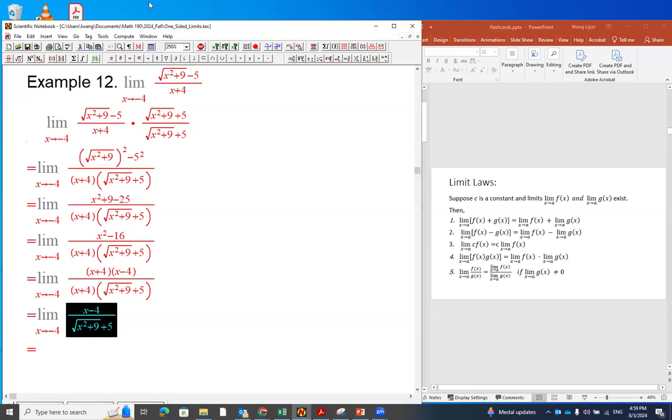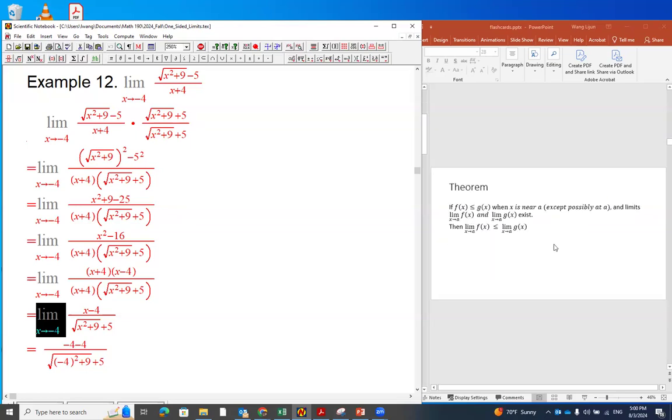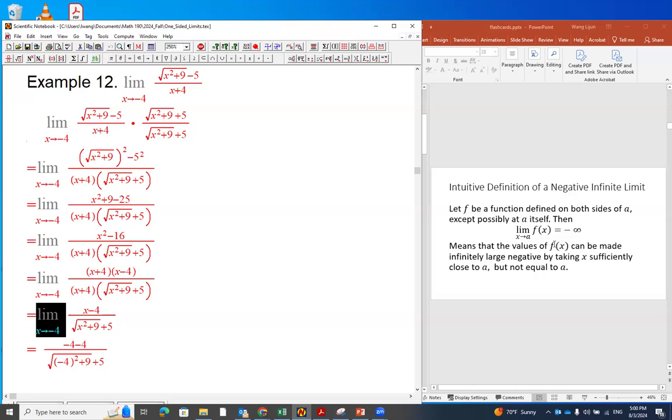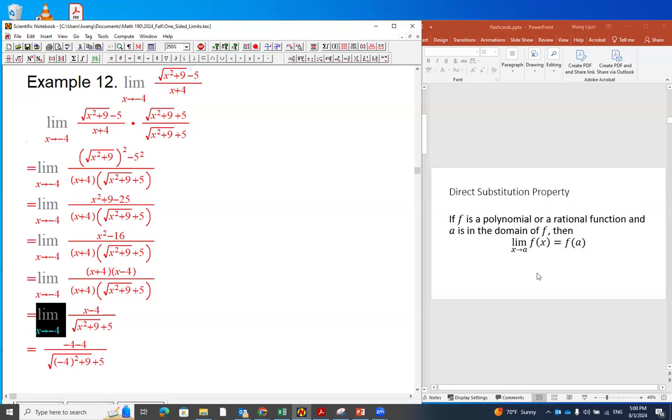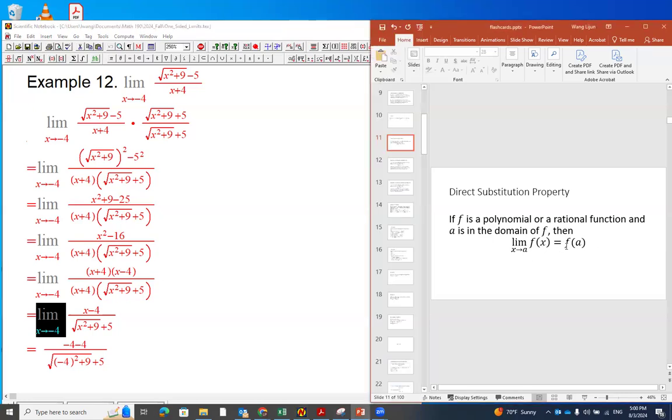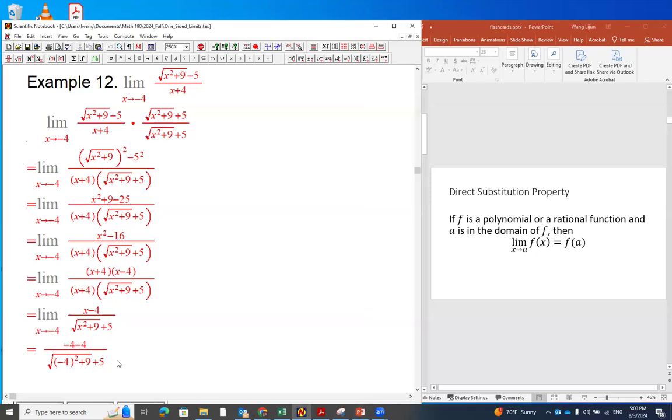I would just directly substitute, replace x by -4, and replace x by -4. You can see by this time the limit is already dropped, because as soon as we do the direct substitution, let me bring back where's my direct substitution? There. You can see on the direct substitution, the limit symbol doesn't show up on the right-hand side.